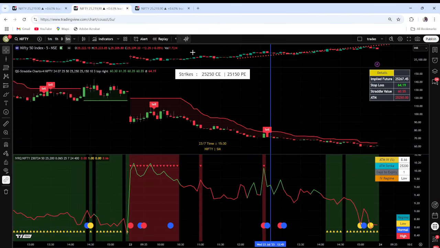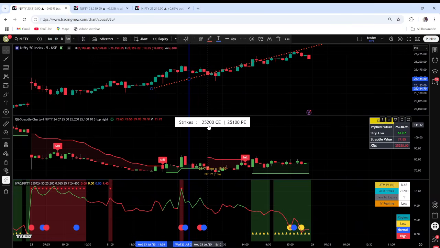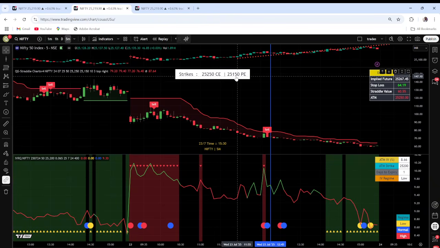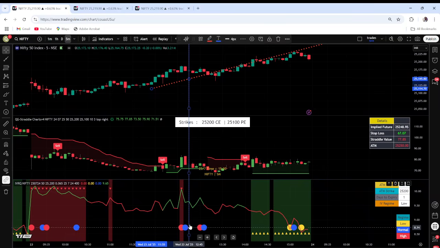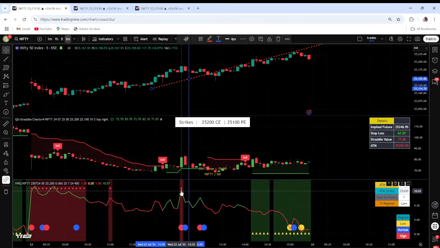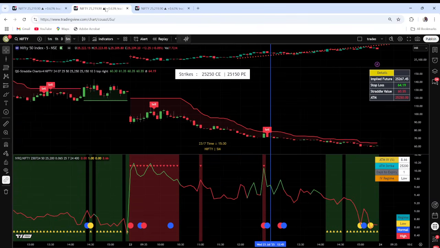Anyway, so here we shifted to 250, 150. That is just 50 points above. This was 200 and 100. 200 call, 100 put. This became 250 call, 150 put. Now why have I marked this particular point here at 245? Because at 245 your IV rank comes out of the high IV zone and it is green, that is it is falling. That is it is coming down and it is not in the IV zone.